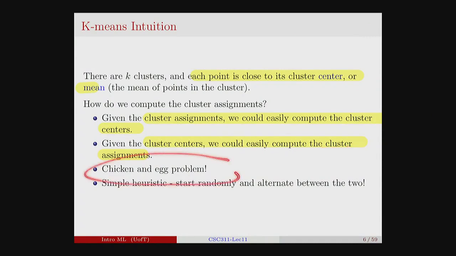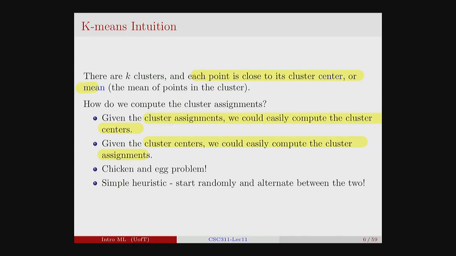Now the problem here is that we know how to solve it given one, how to find the other, and vice versa. But we're never given both simultaneously. So this represents this chicken and egg problem. And so we're going to use a simple heuristic. We're going to start randomly, and we're just going to alternate between these 2 steps, step 1 and step 2. So we're going to randomly pretend that the cluster centers are in some n-dimensional space. We'll pick 5 random points, and then we'll repeat between finding the cluster assignments for each point and then refitting the centers.